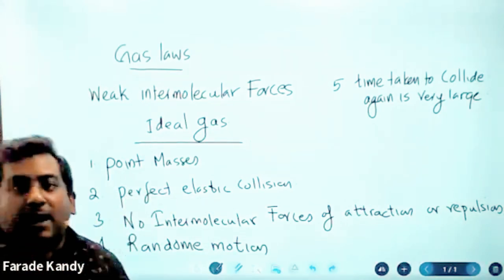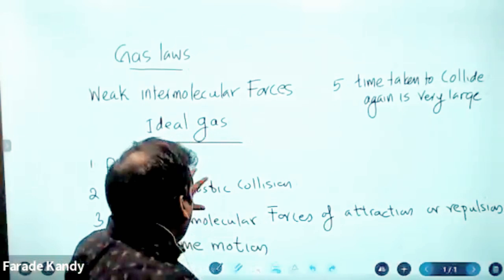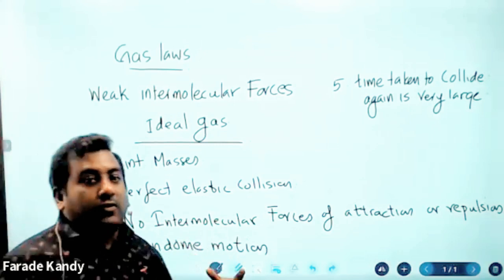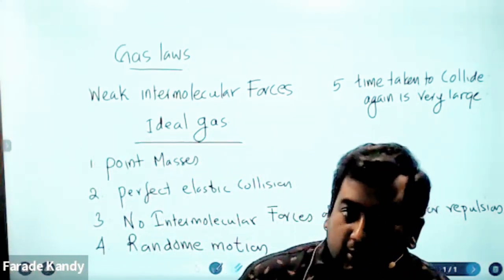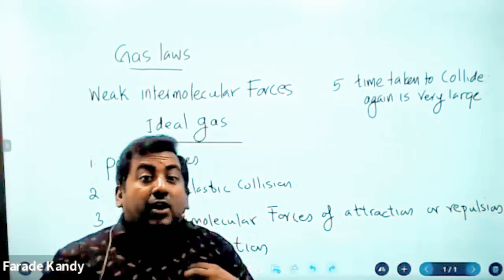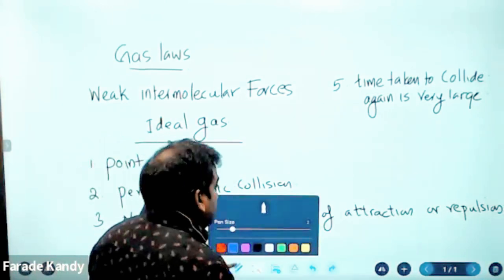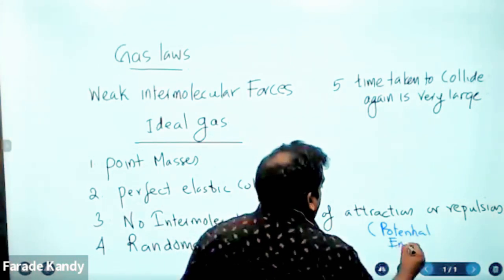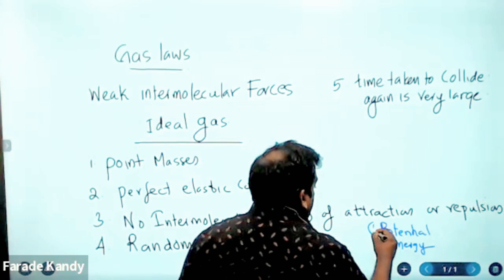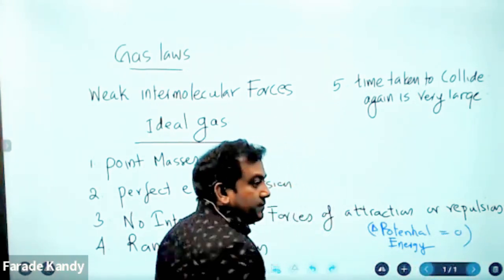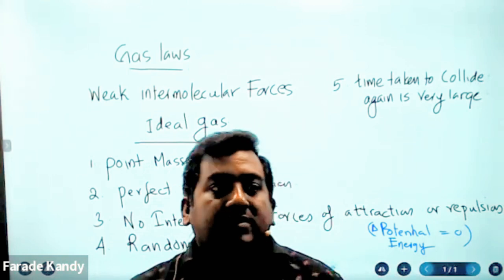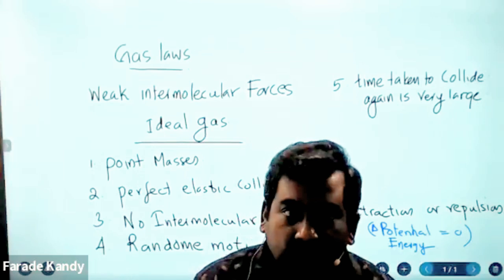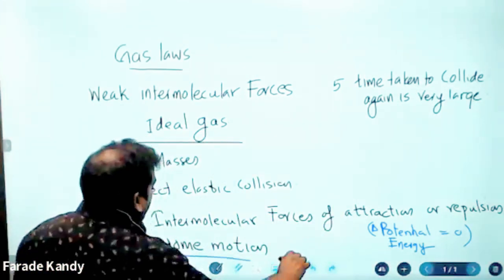All collisions between gas particles and the walls of the container are what? Perfectly elastic collisions. There are no intermolecular forces of attraction or repulsion between the gas molecules. Now remember, this is very important. No intermolecular force of attraction or repulsion means the change in potential energy will be 0. So if intermolecular forces are not there, potential energy is also not there. Understood?